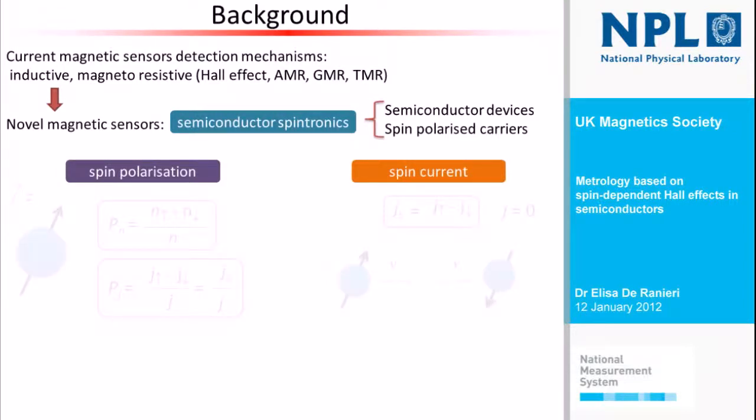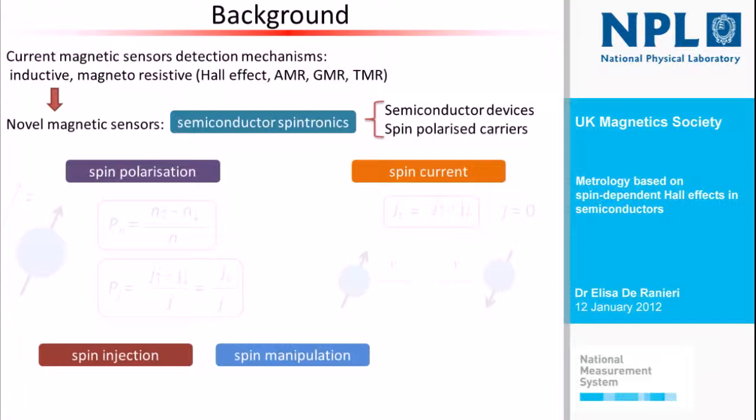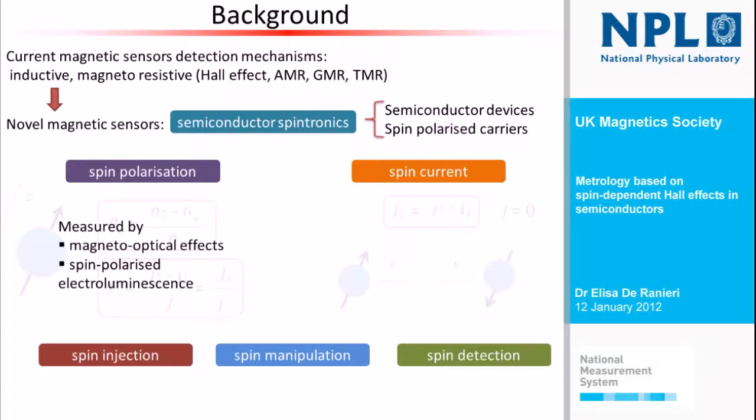And what you want to do with this spin current is inject it into your device. You want to be able to manipulate it, for example in a spin transistor device, and then you have to detect it at the output electrode. So one way of measuring spin polarization in semiconductors is based on magneto-optical effects, such as the Kerr effect, or on spin polarized electroluminescence.